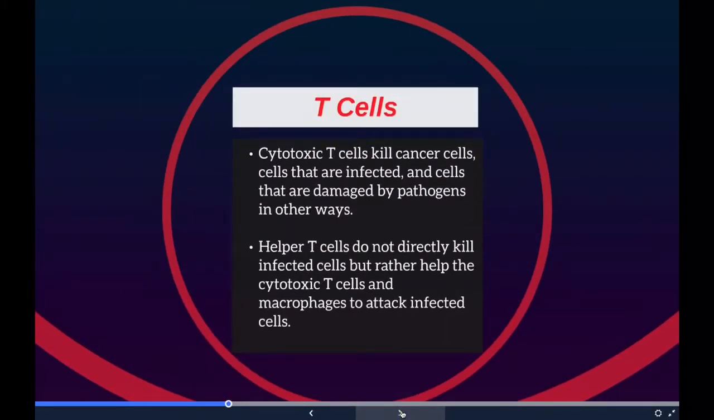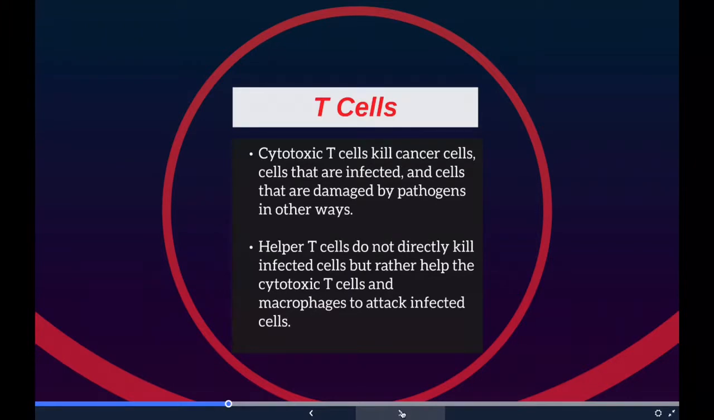Okay, so with T cells we have the cytotoxic T cells and the helper T cells. So you need to be familiar with each of those. A cytotoxic T cell is a T lymphocyte, which is a type of white blood cell that kills cancer cells, cells that are infected, particularly if they have viruses, or cells that are damaged by pathogens in other ways. Cytotoxic T cells are stimulated by antigens and helper T cells. Additionally, cytotoxic T cells kill body cells infected with pathogens by releasing perforin, which ruptures microbial membranes.